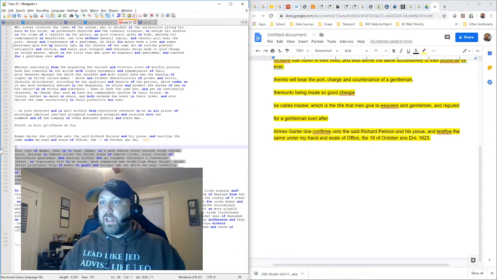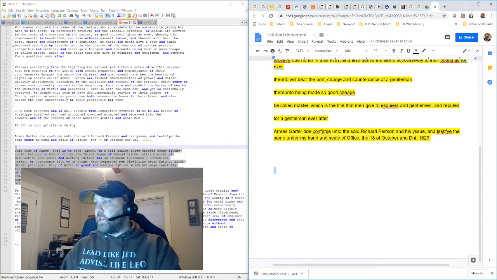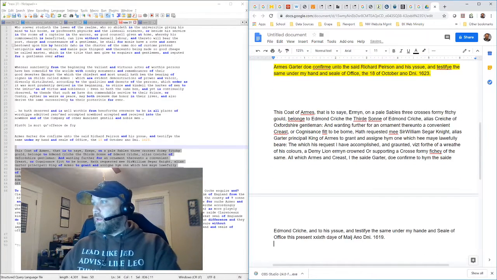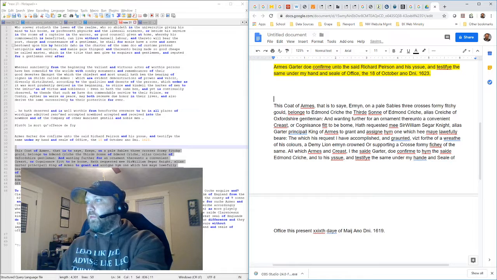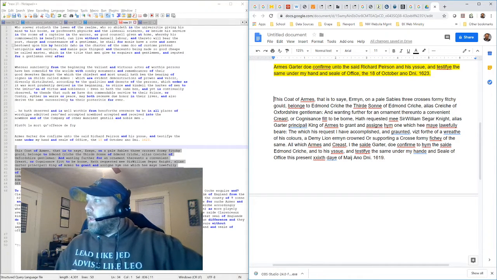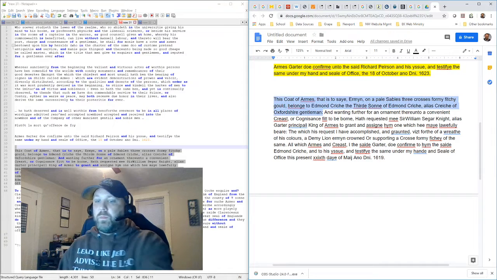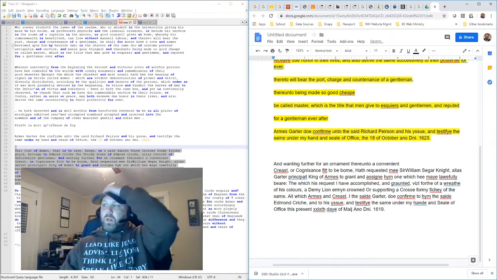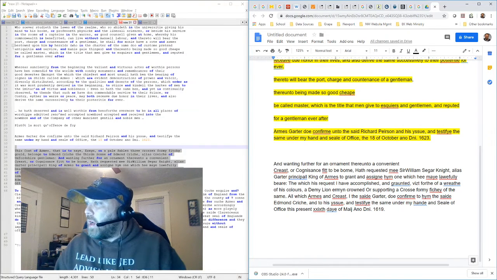Okay, let's look at this guy here. This is the one that begins this coat of arms. Make some room here. There we go. Coat of arms is to say blah blah blah blah belongs to blah alias. Okay, I'm going to kick that out. I don't think that will fit. Wanting further for an ornament thereunto.